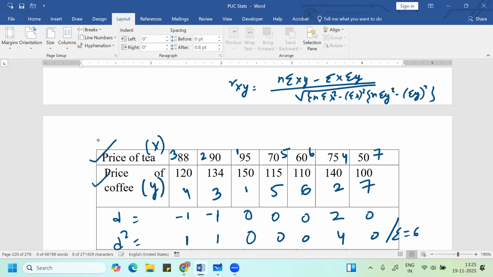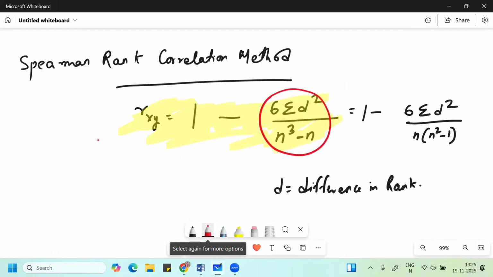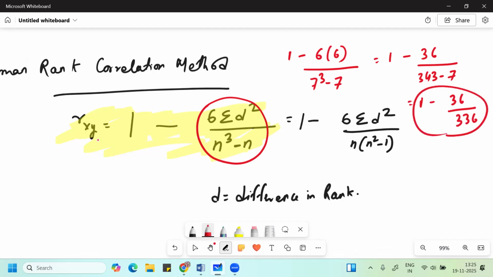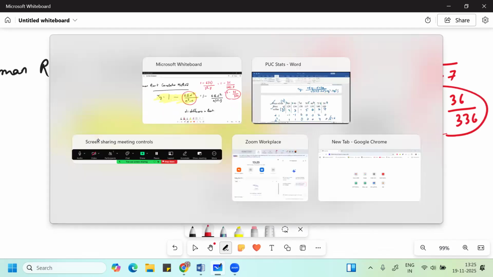Once you get the sum of d square, for example 6, you put it in this formula: 1 minus 6 times the sum of d square, which is 6 here, divided by n cubed minus n. n is the total number of values. I think there are 7 values in total. So 7 cubed minus 7. If you solve this, you'll get the answer. So 1 minus 36 by 7 cubed, which is 343, minus 7. So this would be 1 minus 36 by 343 minus 7, which would be 336. You solve this, this is your answer. I hope you have understood.